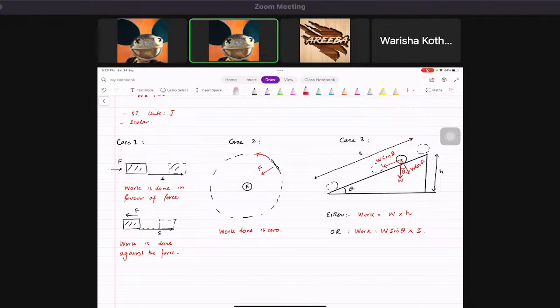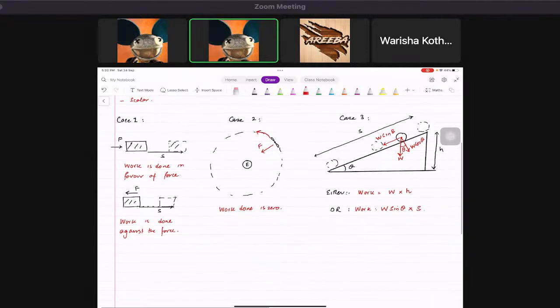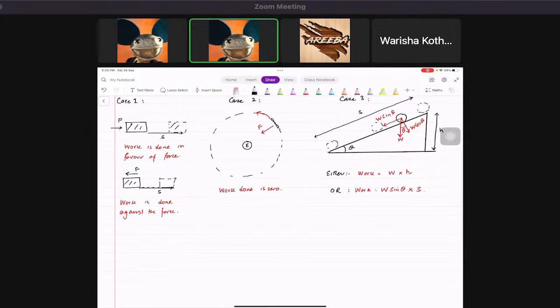All right, so now you guys have written this. Okay. So then, let's talk about energy. Energy is defined as the capacity to do work. The SI units are joules, and it is a scalar quantity. Got it?